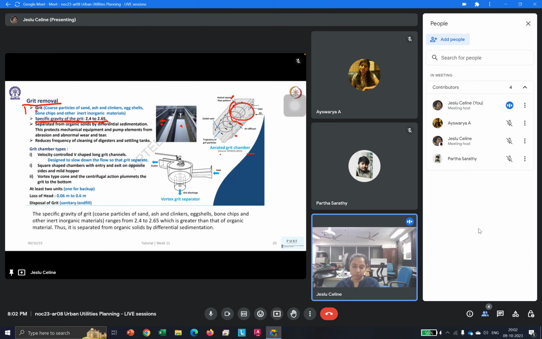So because of the difference in specific gravity, the grit will be removed from there, so the sediments can be removed easily. This is also a vortex grit separator, which works on the same principle. So this is one method for differential sedimentation, and you have these other methods that can also be used to remove grit. So yes, it is separated from organic solids by differential sedimentation.